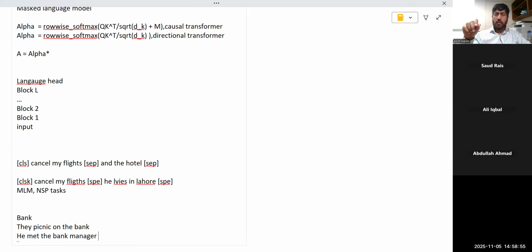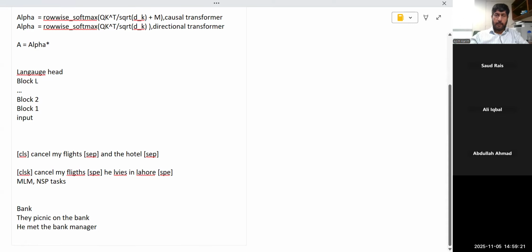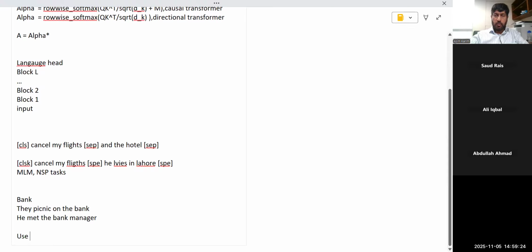And that would be more strongly tied to the concept of bank being a river bank or a lake bank or so on. On the other hand, if you send the second sentence into that trained model, उसमें बैंक की जो embedding आएगी, जो final representation आएगी, वो would be more tailored towards the idea of a bank being a financial institution. ठीक है? So in other words, you can use BERT, for example, to get contextual embeddings. ठीक है? And once you have obtained these contextual embeddings, you can use them for whatever you want to use them for.